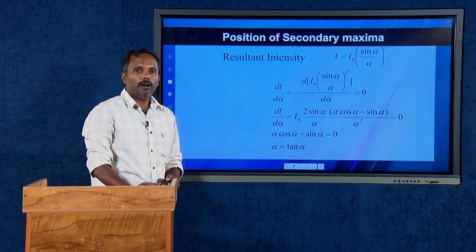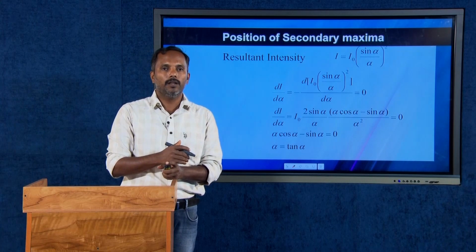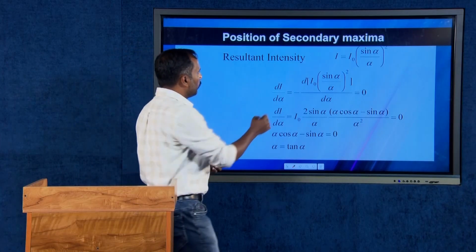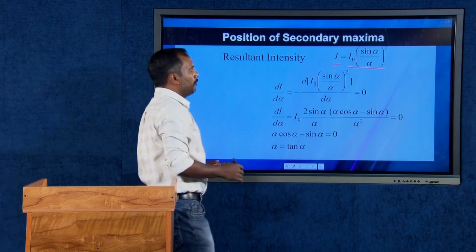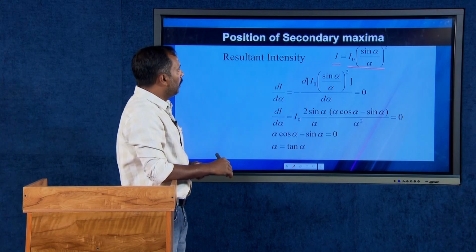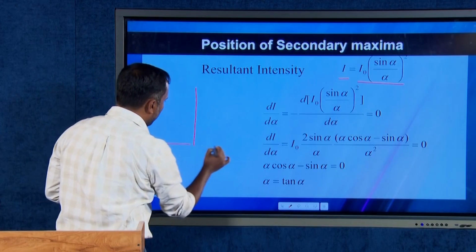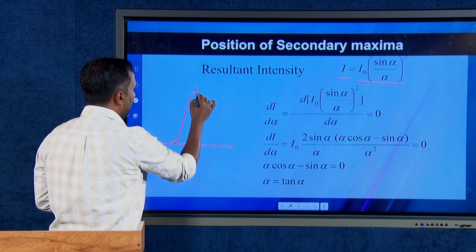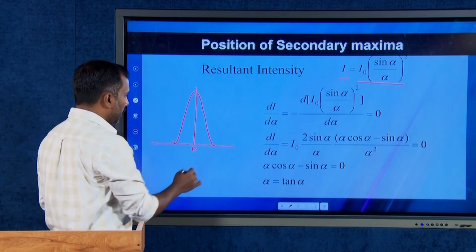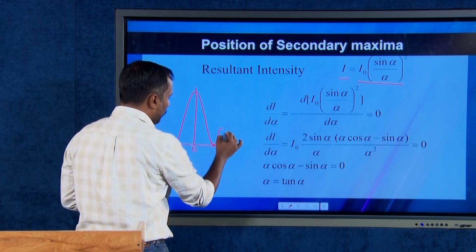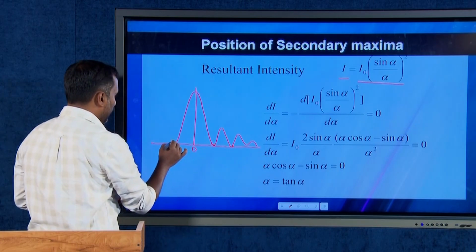Now, let us see how we can find the position of the secondary maxima. We know that the equation for resultant intensity we have derived is I0 into (sin alpha divided by alpha) all squared. Now, if you draw the intensity pattern, it is something like this. So, we have the central maxima at the point O on the screen, at the central point. On both sides of the central maxima we will be getting the secondary maxima and minima like this.